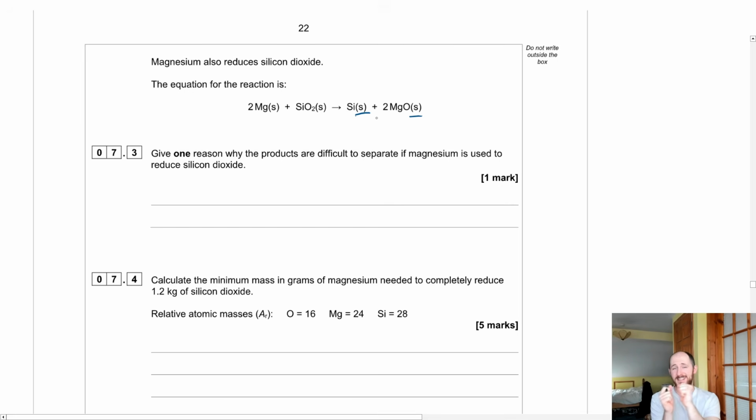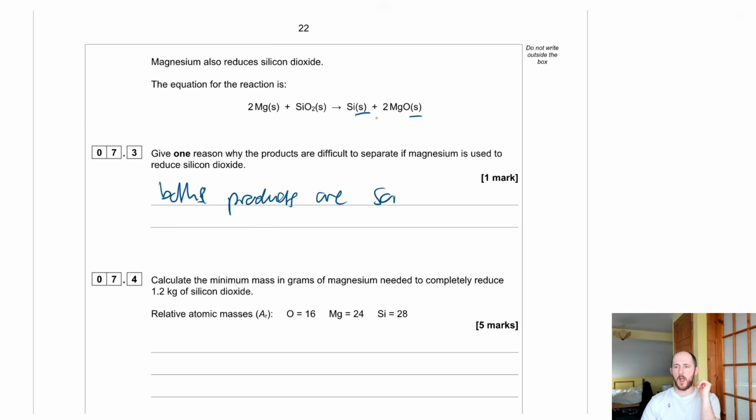But when they're the same state, it becomes very difficult. So for example, two liquids, separating them can be really tricky. Two gases, really tricky. Two solids, really tricky. So simply put, both products are solid. That is really the only consideration that we care about when it comes to separating our products.